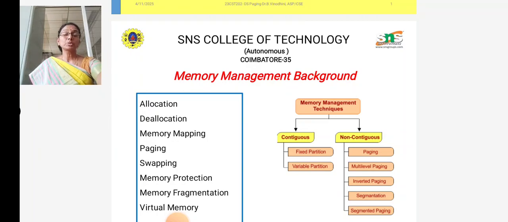For memory management we have to know the basic concepts: what address binding is, what the three types of addresses are, and what dynamic loading, linking and overlays are. I hope you understand the basic concepts needed for memory management techniques.